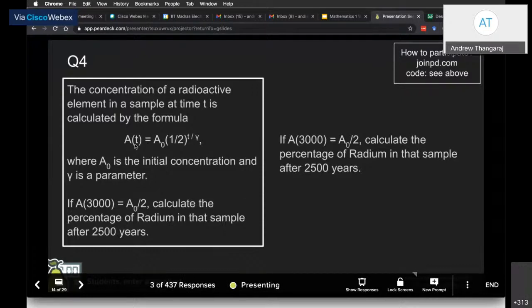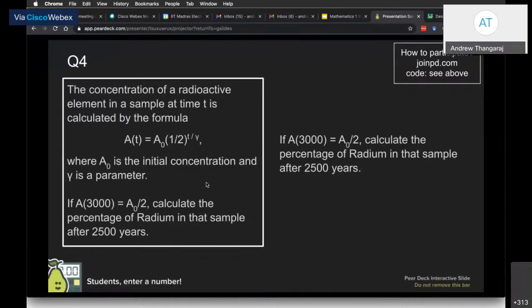So this is A of t. This formula is for radium's concentration in a sample. And for t equals 3000, we know it's A naught by 2. So what will happen? What will be A of t as a percentage of A naught? I'm interested in A of 2500 divided by A naught, in percentage.